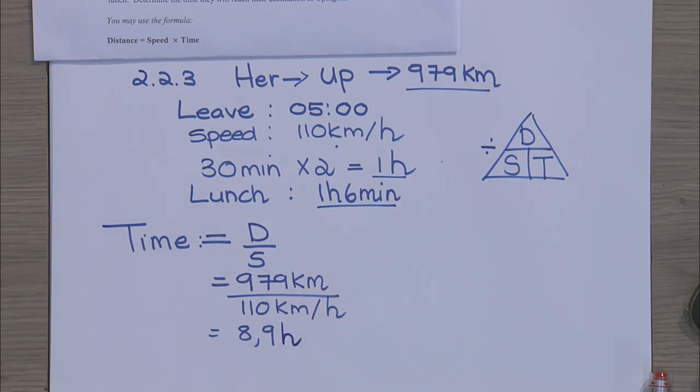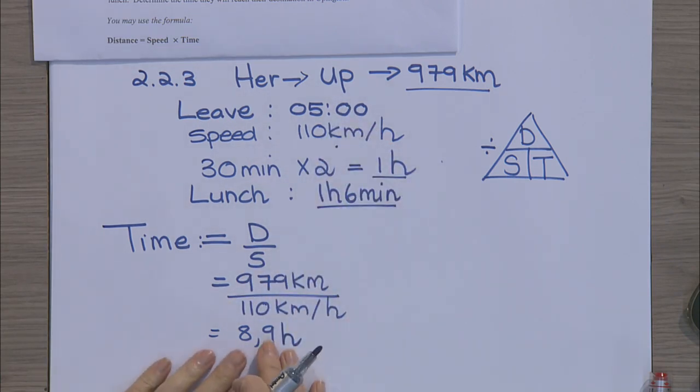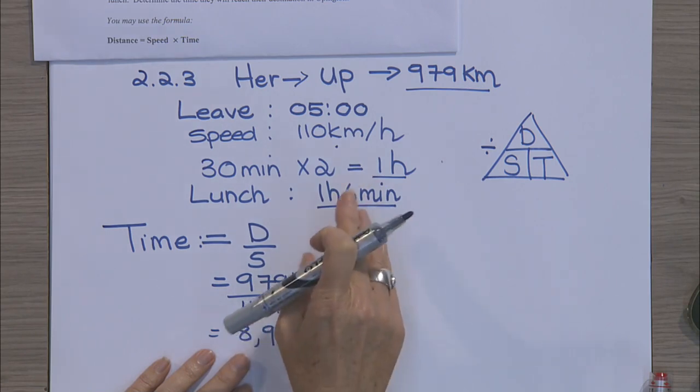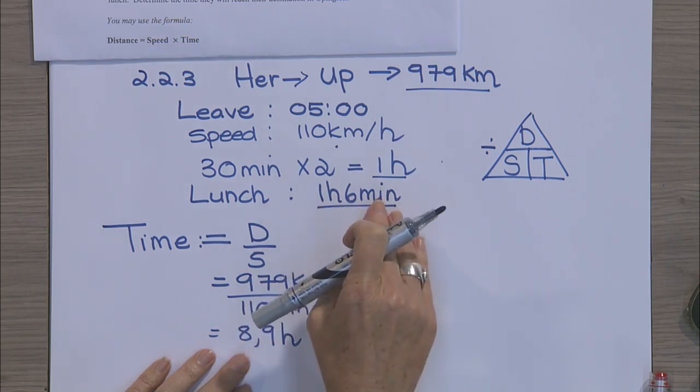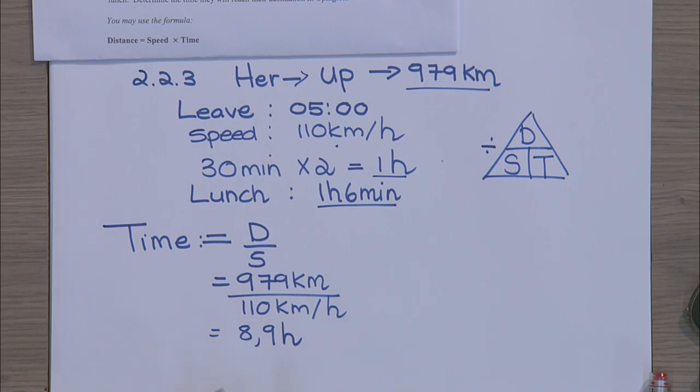So what must I do? They want to know when we will be arriving in Upington. So I leave at 5 o'clock. I need to add the 8.9 hours to the 5 o'clock. I need to add the 1 hour to the 5 o'clock, and I need to add the 1 hour 6 minutes for lunch to the 5 o'clock. And then I need to get the time when we are going to arrive in Upington.